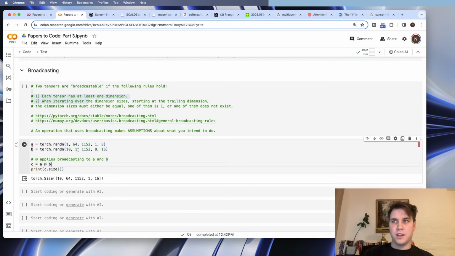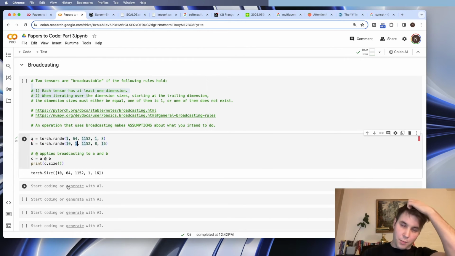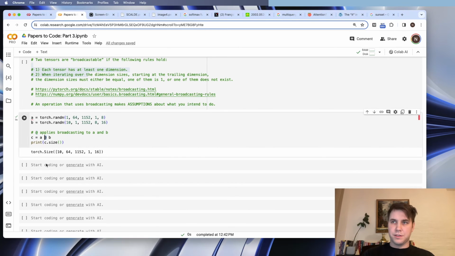And so it automatically broadcasts, or it kind of copies out. For example, this one, it copies it out 10 times in this dimension, and it copies B out 64 times in this dimension, and so on. So because this operation of matmul broadcasts, it makes these assumptions about what you wanted to do, and then fills it in for you. What about these?